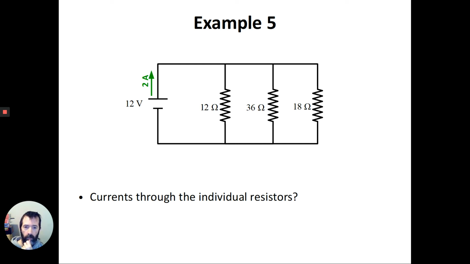So the simplest way to go about answering this, given the information we have, is to make a separate V equals IR calculation for each resistor. So for example, the first resistor is 12 ohms. If I do V equals IR for that resistor, the potential difference across it is 12 volts.